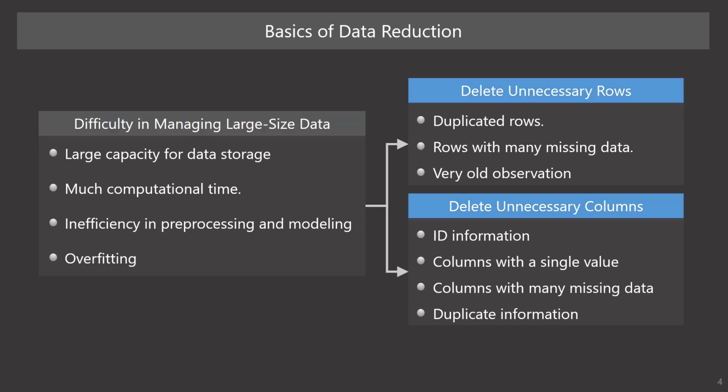So, we sometimes need to reduce data by deleting unnecessary rows and unnecessary columns, as we have already seen in the section of data cleaning. In this section, we focus on the operation for reducing the number of columns. The operation is called dimensionality reduction.